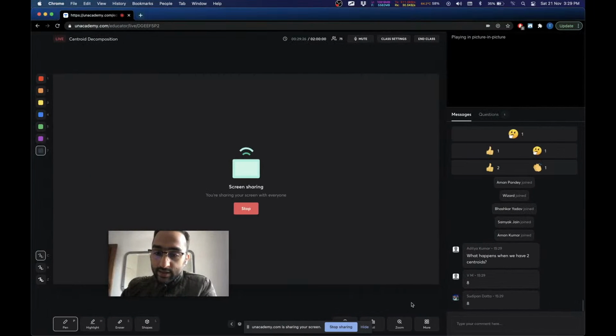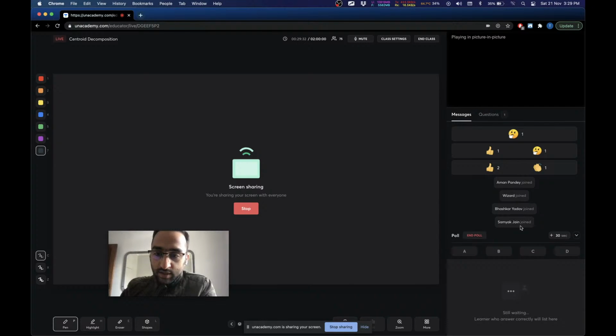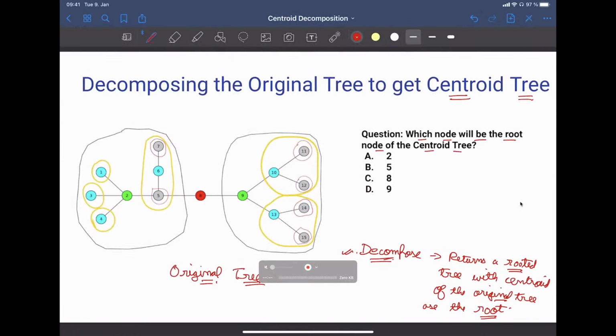I'll quickly create a poll and you guys can answer. The question again is which node will become the root node of the centroid tree given that the original tree is as shown on the left side.